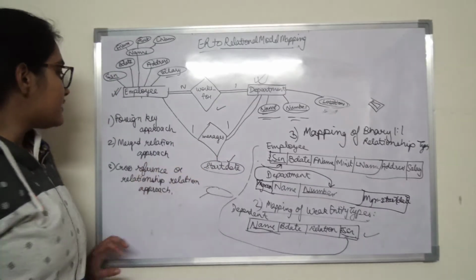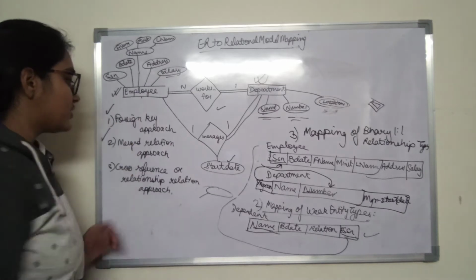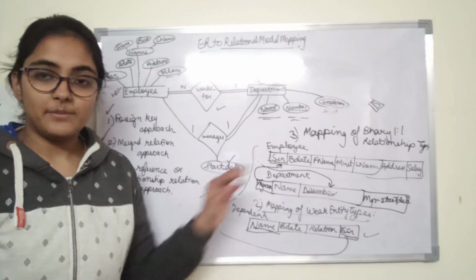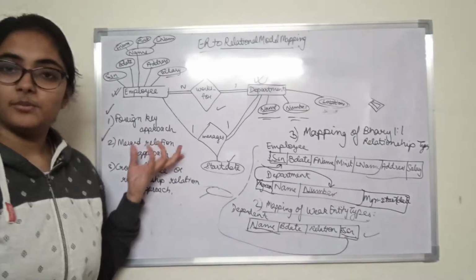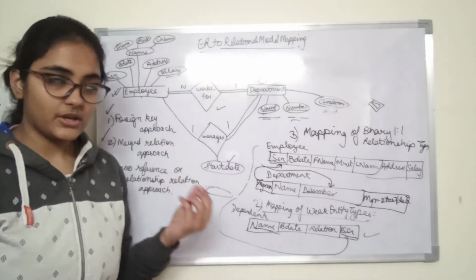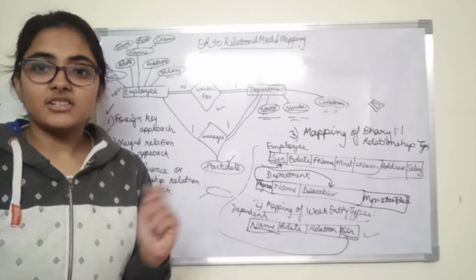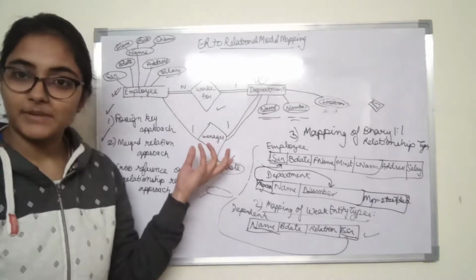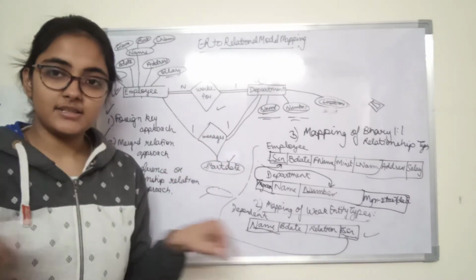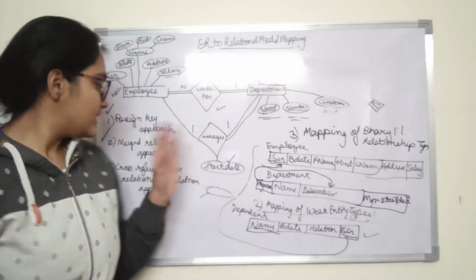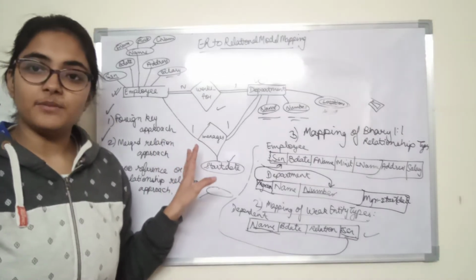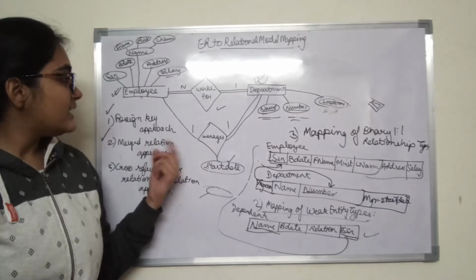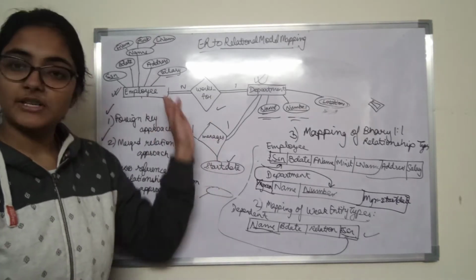So now let us talk about the second approach, that is the merged relation approach. How can we map a binary 1:1 relationship type into the relational model using this approach? In the merged relation approach, both the entity types and the relationship type are represented in just a single relation. This approach is not very popular when it comes to mapping, but it can be useful when there is total participation from both sides.